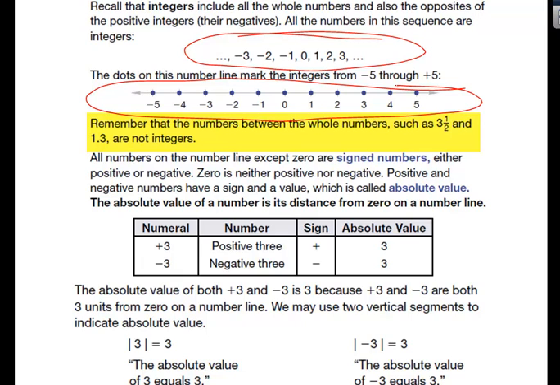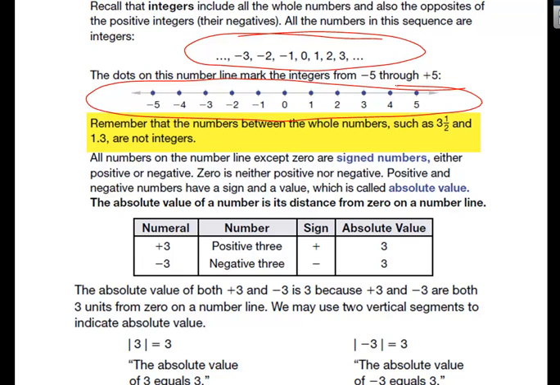All numbers on the number line except 0 are signed numbers. Either they're positive or they're negative. 0 is neither positive nor negative. Positive and negative numbers have a sign and a value, which is called the absolute value. The absolute value of a number is its distance from 0 on the number line. No matter whether it's left or right of the 0, it's still that distance.